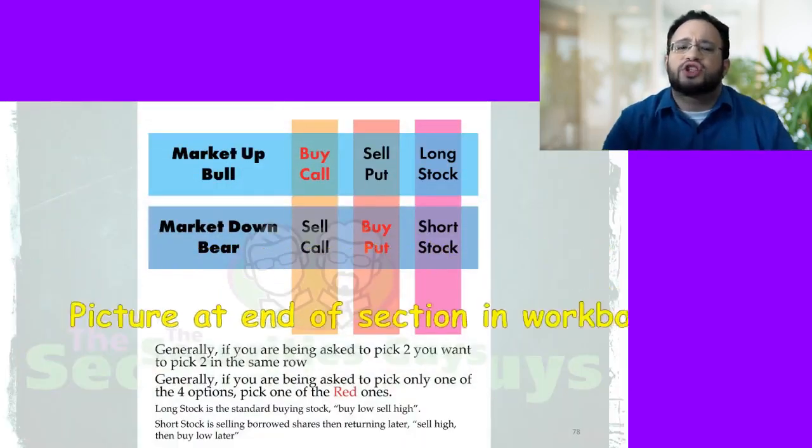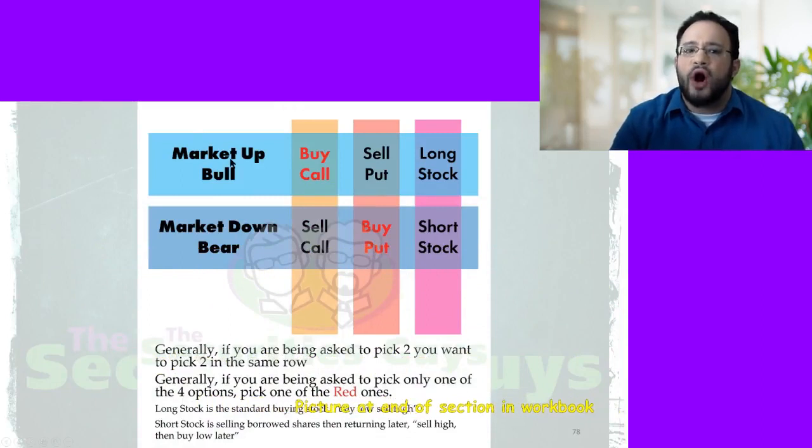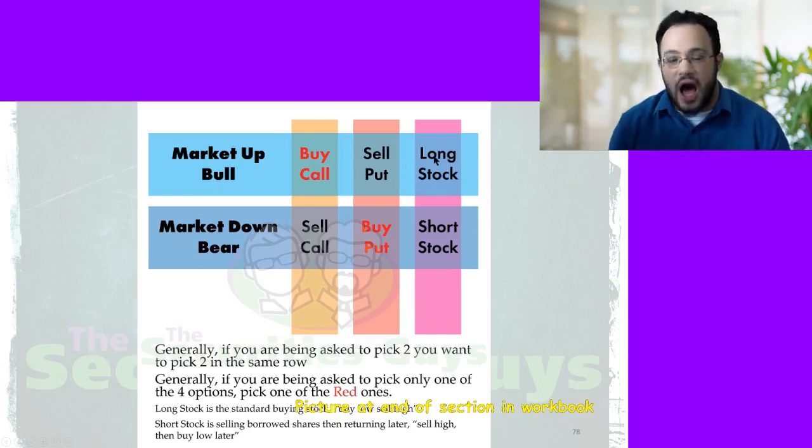Here's the basic chart as well. Market up. That's bulls. That's buying a call or selling a put or being long the stock. We're going to get to what that means shortly as well. Market down means you're bearish. Means you believe that the market's going to go down. So you could buy a put or sell a call.